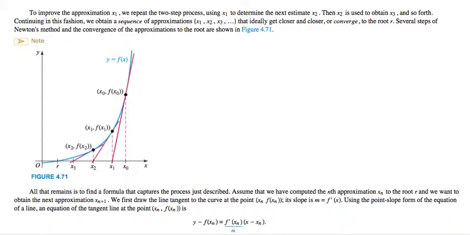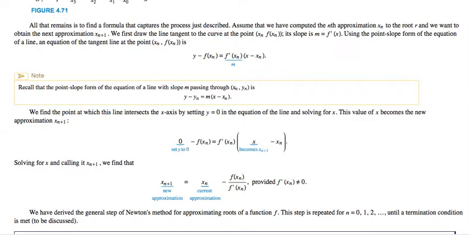So what we want is a formula that's going to capture this process. If we assume that we've computed the nth approximation, or x sub n, to the root r, and we want to obtain the next approximation, or x sub n plus 1, we draw the line tangent to the curve at the point. Its slope is given by f prime of x, and using the point slope form of the equation of a line, an equation of the tangent line at the point x sub n, f of x sub n, is given here.